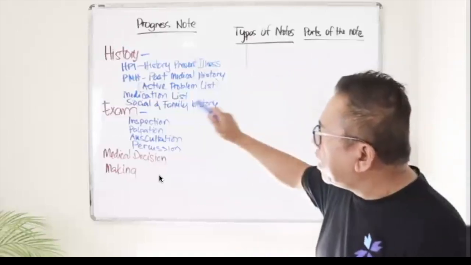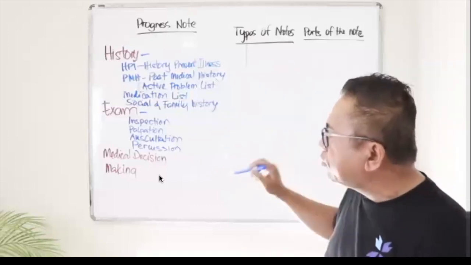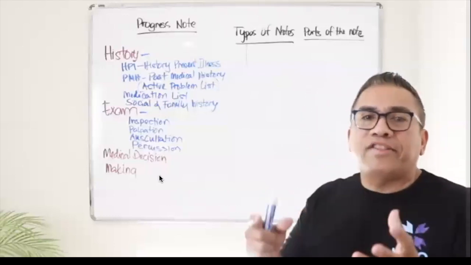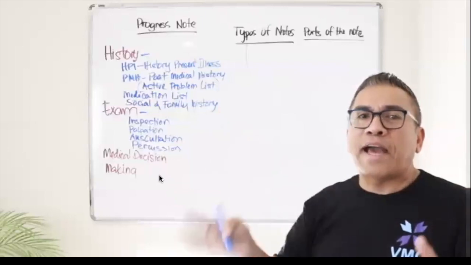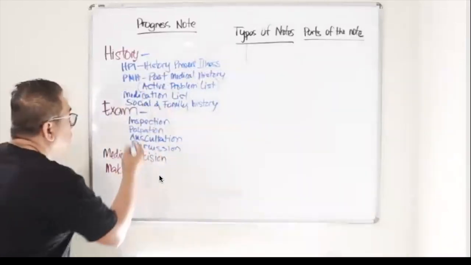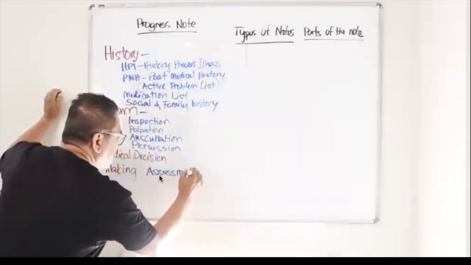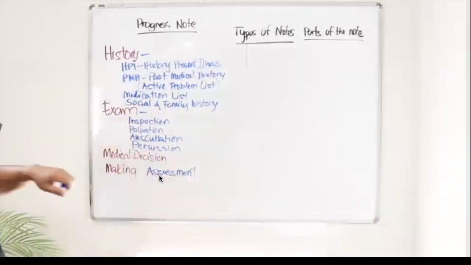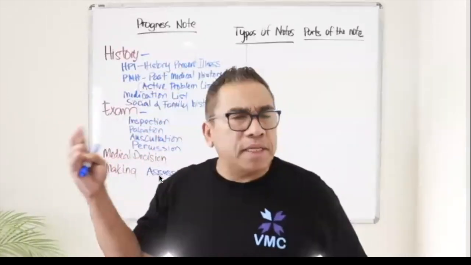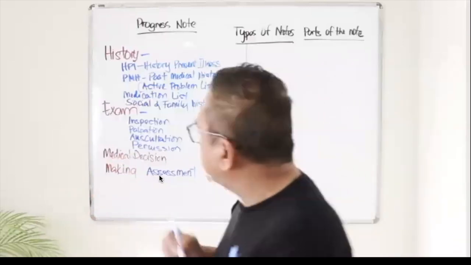Okay, so we're done with the history and the exam. Now let's go to the medical decision making. The medical decision making, guys, is basically the doctor's final verdict. It is the part of the chart where the doctor documents his assessment, and an assessment contains many different items, many different pieces of clinical information.